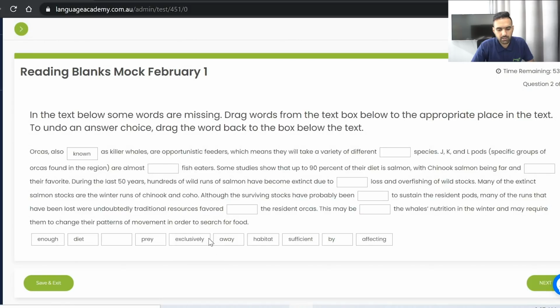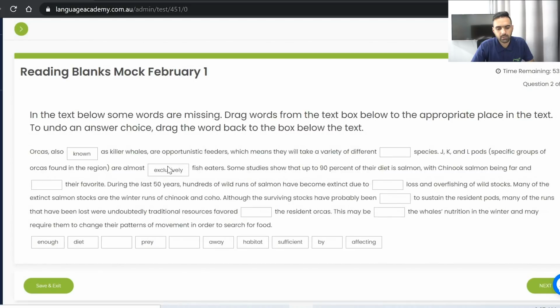Let's not fill it first. Let's see the next one. Away fish eater, habitat fish eater, sufficient fish. Only exclusively fish eaters will go. Why? Because 90% of their diet is salmon. For example, 90% of my diet is vegetarian, so I'm exclusively a vegetarian eater. Or 100% of my diet is vegetarian, I'm exclusively a vegetarian eater or vegetable eater, right?